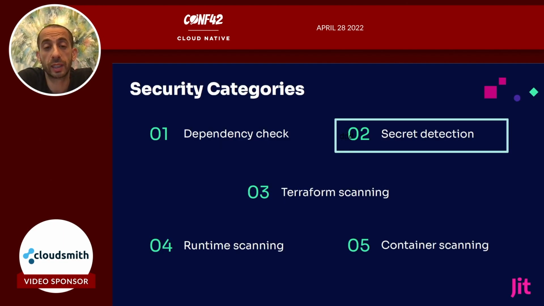Okay, let's move on to the next category, which is secret detection. The mission here is to detect hard-coded secrets in various formats. So this could be passwords, SSH keys, AWS credentials, and more. The tools do that by employing many various regular expressions, and by calculation of entropy.